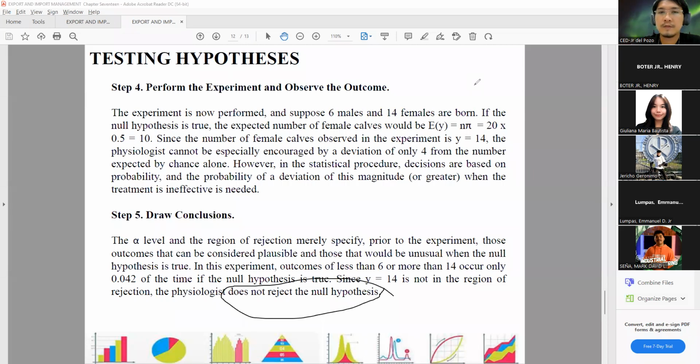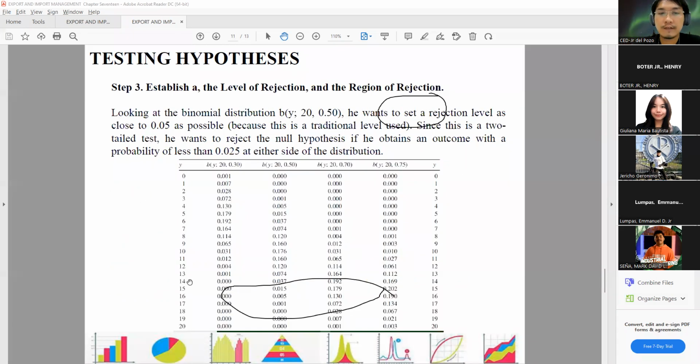Okay. So ulitin ko na lang just for the sake of the discussion. So bakit siya umabot sa does not reject the null hypothesis? Since ang kanyang experiment, ang lumabas na offspring is 14, nasa within siya ng region of acceptance. Remember that the region of acceptance is from 6 to 14. Yan ang ating region of acceptance.